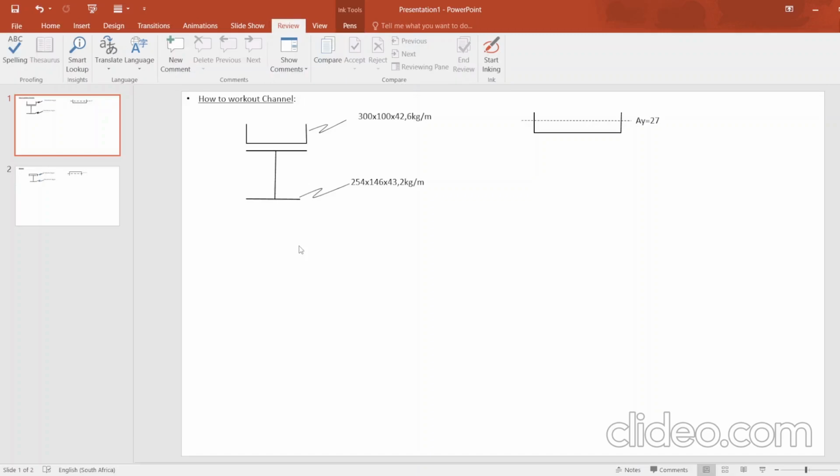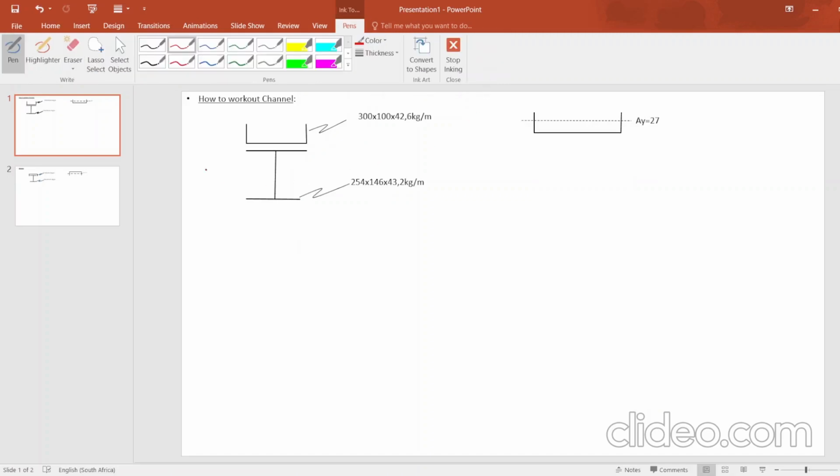Good day, gentlemen. Let us look at this compounded beam and work out our Y1 like I've asked you to go and look into. Now, why must we look into our Y1? We are looking into our Y1 because we will be using it to calculate the centroid using this formula.